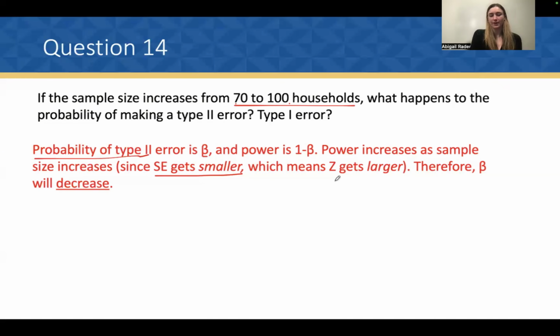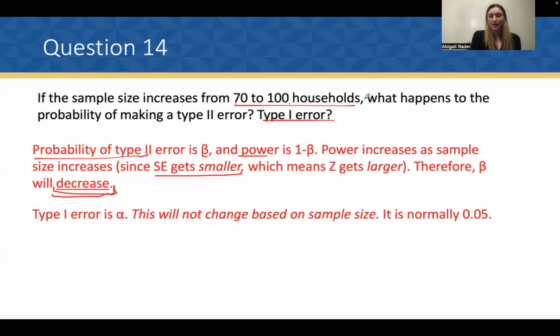Sorry, our power is going to increase, and so therefore beta is going to decrease. So our probability itself of making a type 2 error is going to decrease. Sorry for the misspeaking. Type 1 error, on the other hand, is based on alpha, and this is a preset value. So it's not going to change based on sample size, because we just set it at whatever value, normally 0.05.